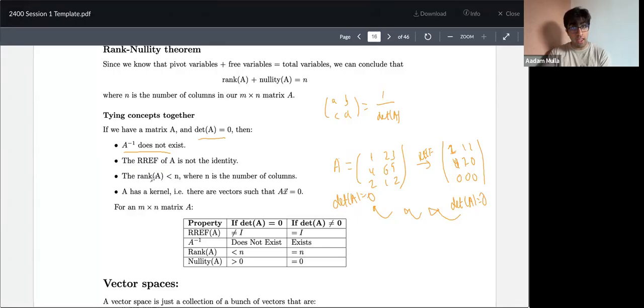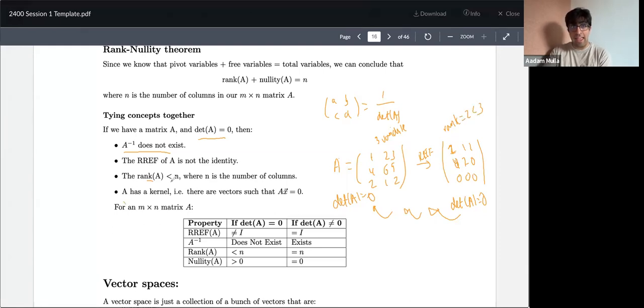In a similar way, the rank of A is going to be less than the total number of columns. Here we have 3 variables. But because we're row reducing and getting a row of zeros, because the determinant is 0, we know the rank cannot be equal to 3. The rank has to be less than 3, because we're going to have at least one non-zero row. So here the rank would be 2, which is less than 3.